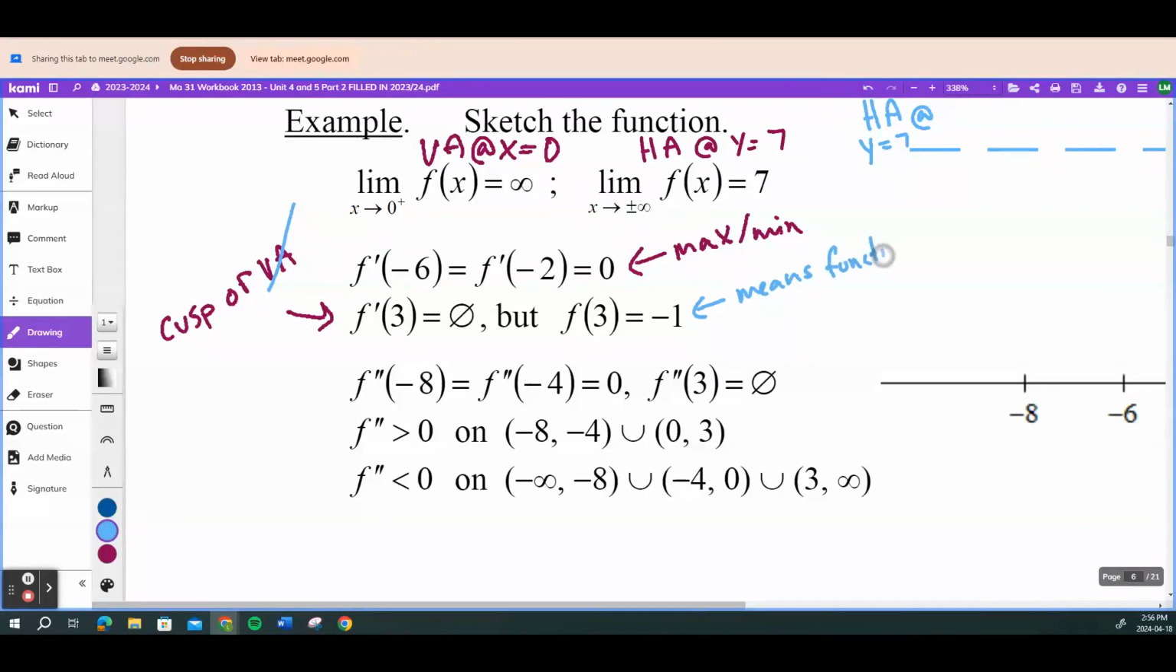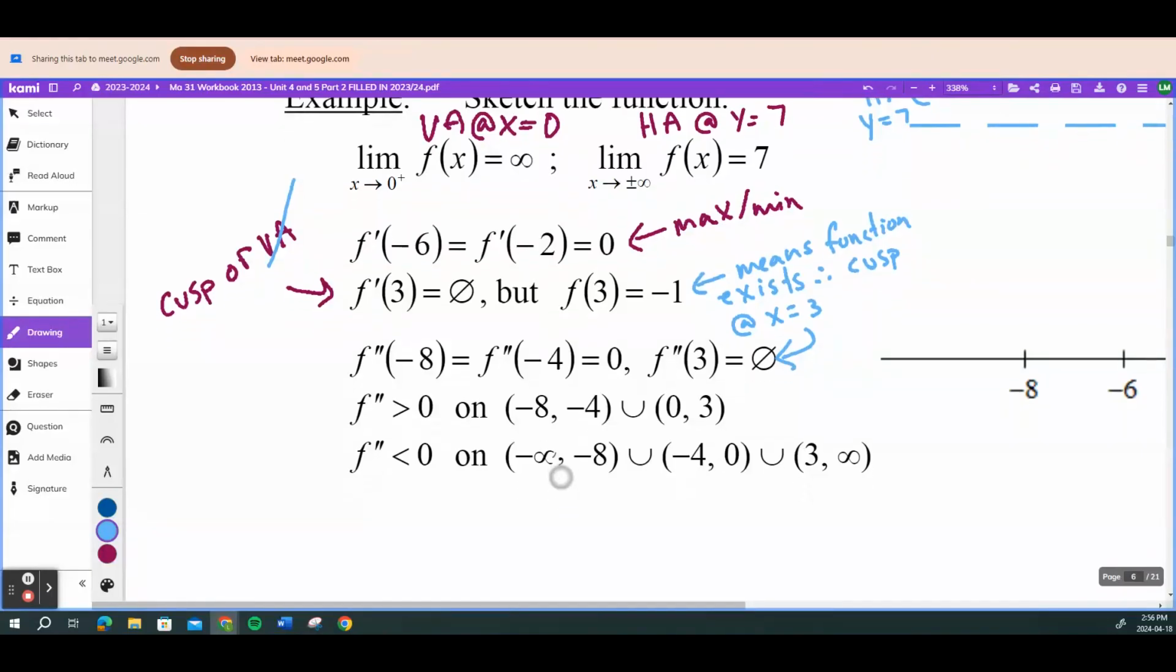function exists. Therefore, corner or cusp, whatever you want to call it, at x is equal to 3. Okay, and also we're told that our second derivative at x is equal to 3 does not exist. So that's just more proof that, okay, it's a cusp. Okay.